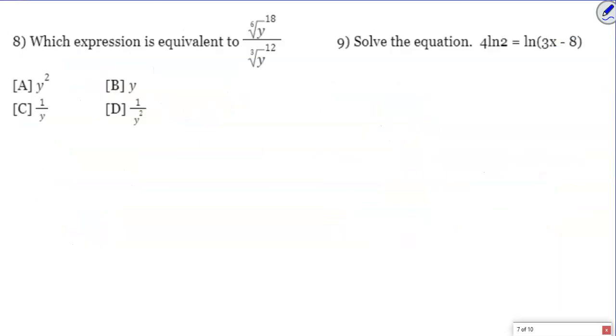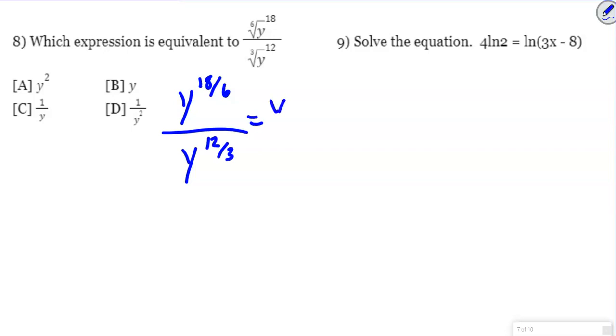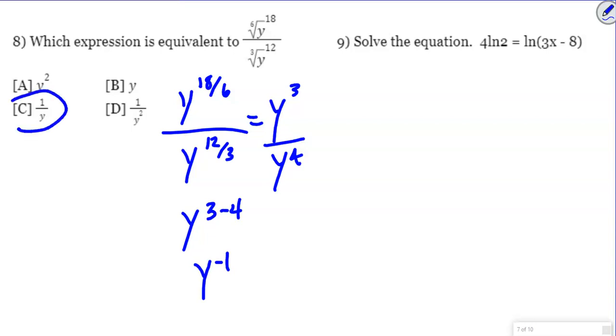All right, so number 8. This is one like we just did in the warm-up yesterday. So this is going to be y to the 18 divided by 6. Remember, index is the denominator, so whatever's in that check right there is the denominator. This is y to the 12 divided by 3. So this is going to be equal to y to the 3 over y to the 4. Remember, we subtract what's in the bottom, right? So we're going to do 3 minus 4. So this is y to the negative 1. And that means it goes to the bottom.